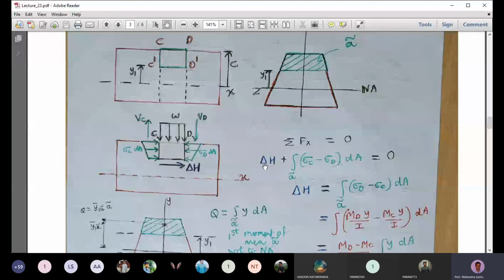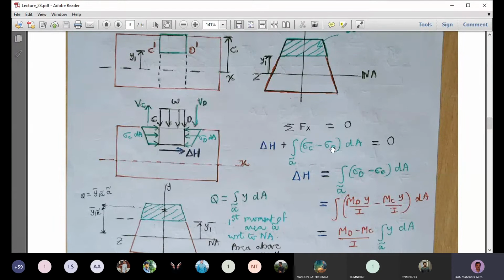So sigma Fx is 0. So delta H plus we have sigma c acting in the positive direction and sigma d acting in the negative direction. So sigma c minus sigma d times the area. Actually this line represents one area, and this line also represents that area. So we are integrating sigma c minus sigma d over the dA element. The dA element represents area with respect to this shaded portion. Somewhere here we can take a small dA, and we can find the sigma c and sigma d corresponding to that area, and we can do the integration and find the total difference in forces between the left edge and the right edge.